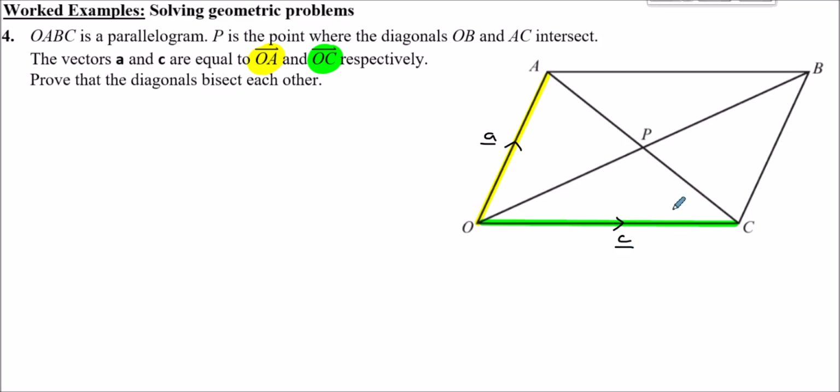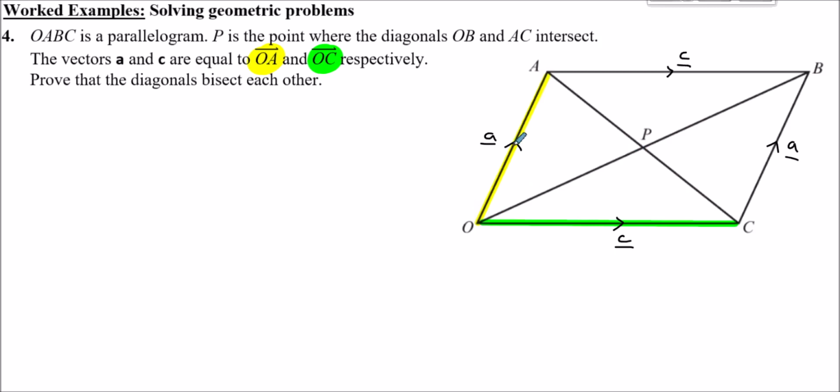Now we need to remember something basic and obvious about parallelograms, something you will have been told at GCSE. The opposite sides of parallelograms are in the same direction and of equal size. So in other words, if this is A, we can say definitely that this is the same as A, and if this bottom one is C, then the top one will also be C. So in terms of proving that the diagonals bisect each other, what we need to do is think about two different routes from which we can start at O and get to P. So let's think about how we could do that.